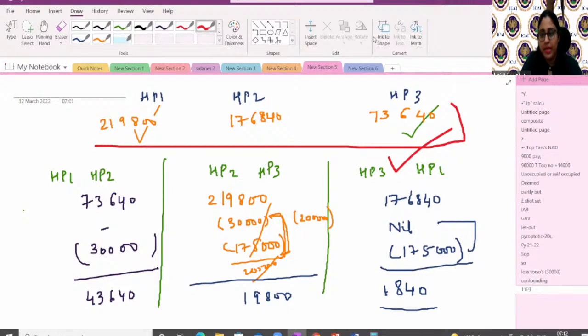Okay, what else we have? We have illustration 3. Brinda says illustration 3, what the problem is. One second. Let me go to illustration 3.